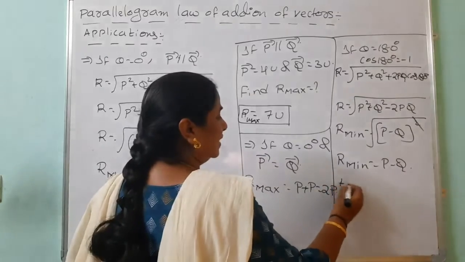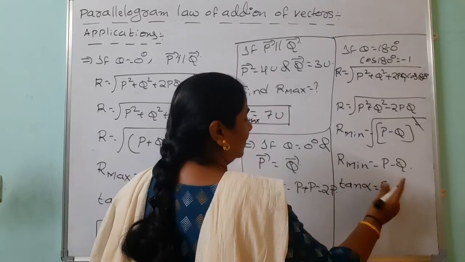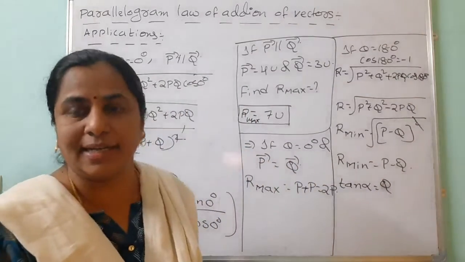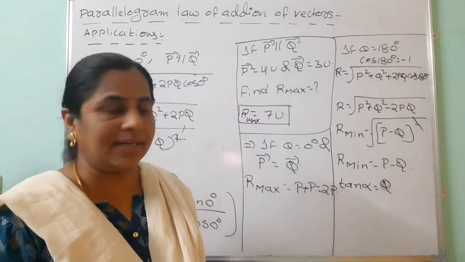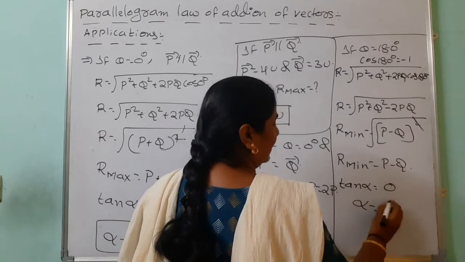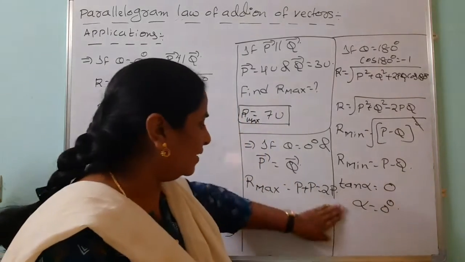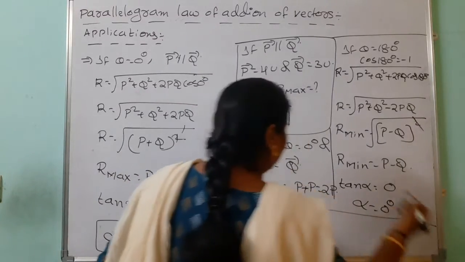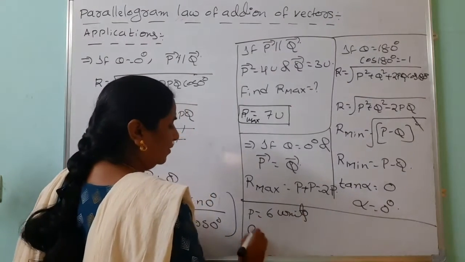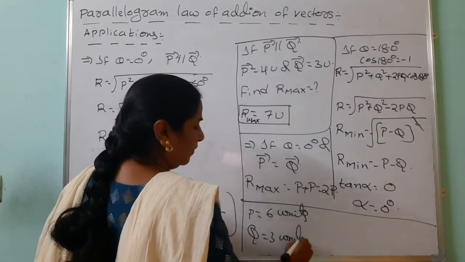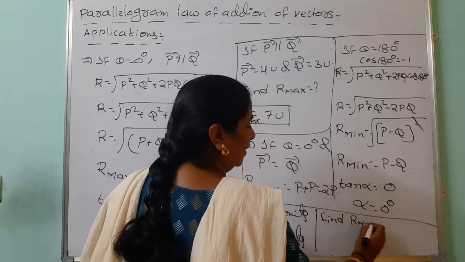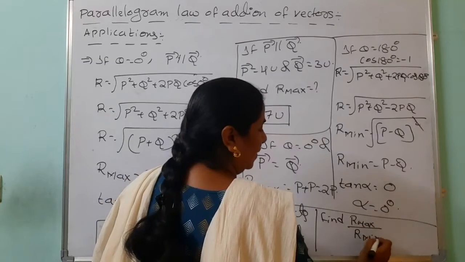Like that, direction: tan alpha equals Q sin theta by P plus Q cos theta. Sin 180 is also how much? Sin 90 plus 90 is cos 90, and cos 90 is 0. So tan alpha is also 0, then alpha equals 0 degrees. So if they mention minimum, you should find it that way. Same, taking P equals 6 units and Q equals 3 units, find R maximum by R minimum.